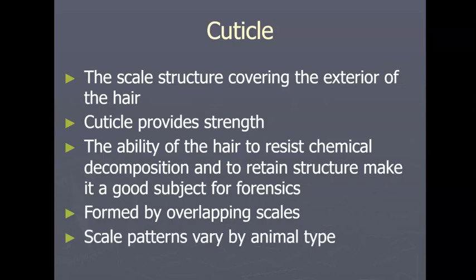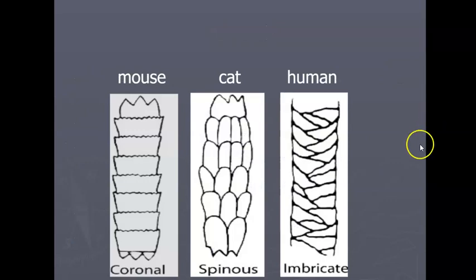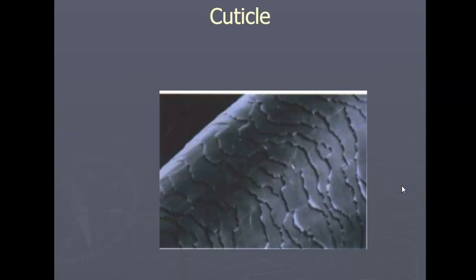It has these overlapping scales, and they vary by animal type. So here are drawings of them. Humans are overlapping like this. Cats are different from mice cuticles. So here's an actual close-up picture from a microscope of hair, like human hair, and the cuticle. So that's that outermost part. So you can see they're just kind of layers on the outside.